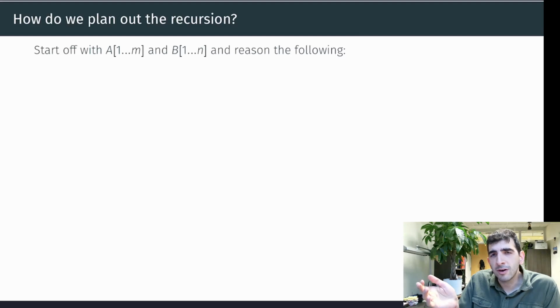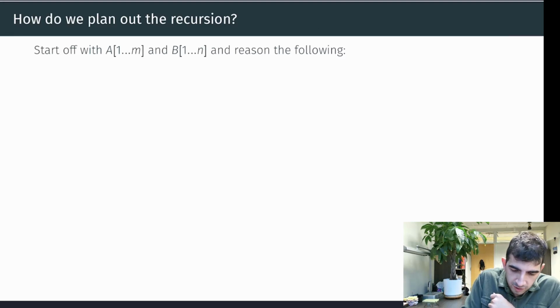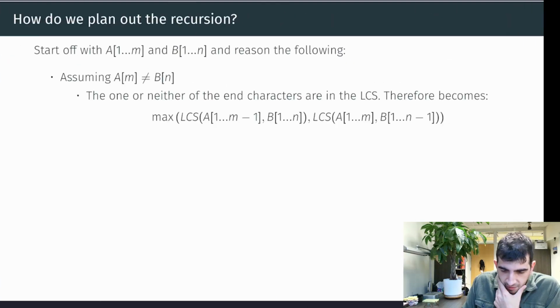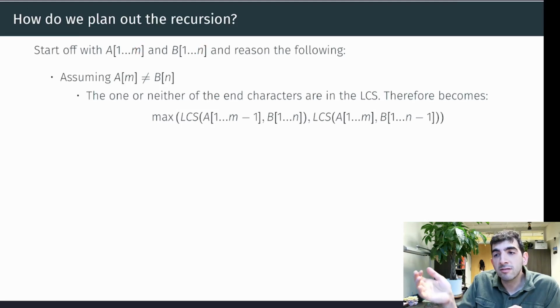The two strings are arrays, right? So we say, okay, like we did with the edit distance problem, we're going to consider the strings and make recursive calls to our algorithm using the prefixes of those strings, right? So we define the two strings A from 1 to M and B from 1 to N, and reason that if A_M is not equal to B_N, then what does this mean? Then it means that these characters cannot both be part of the longest common substring, right?